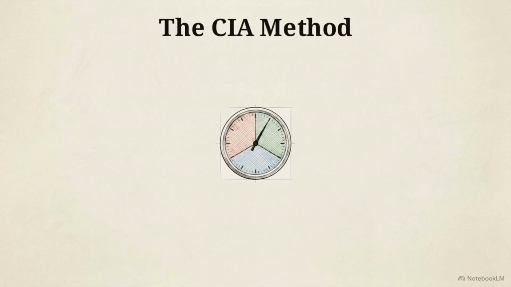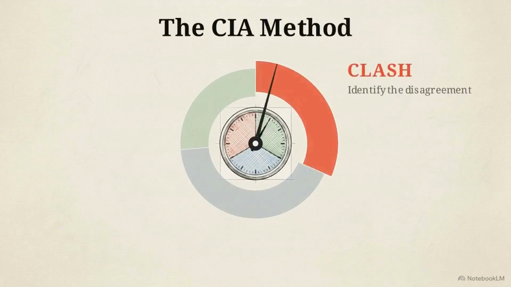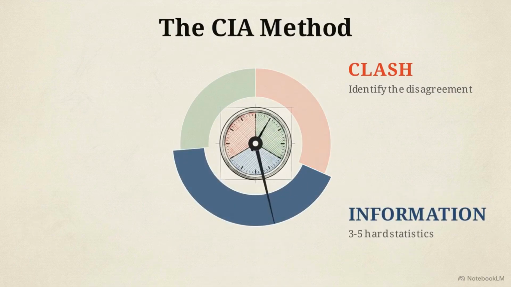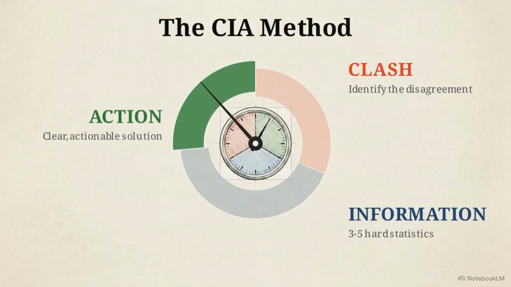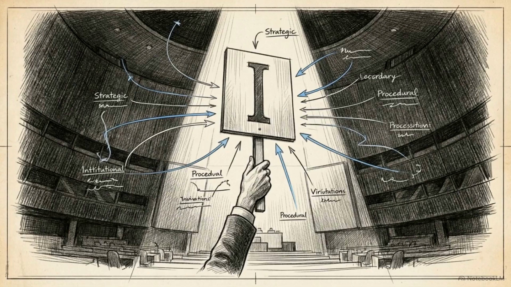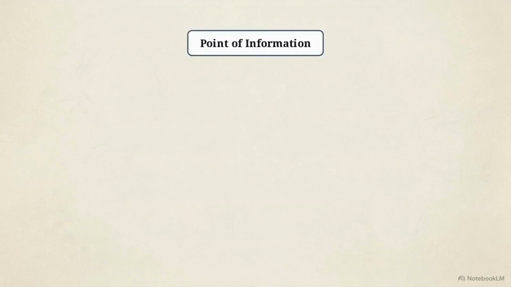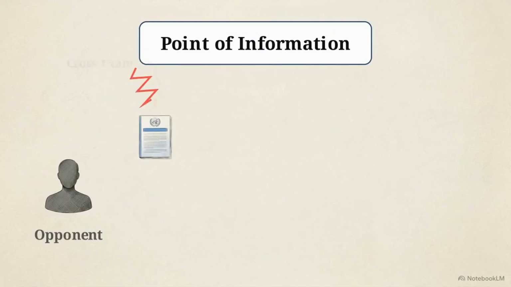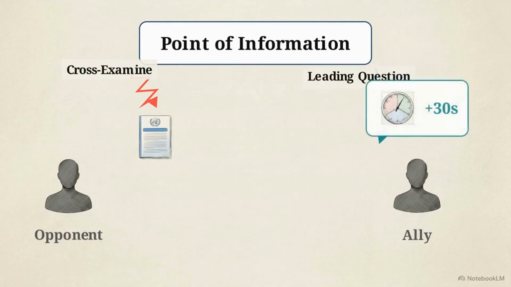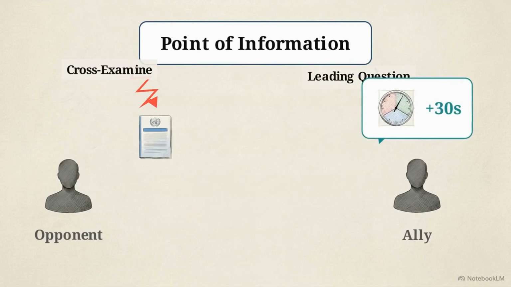To maximize impact during your 60-second speaking window, use the CIA method. Start with the clash to identify the disagreement at hand, provide information via 3 to 5 hard statistics, and conclude with a clear, actionable solution. Use points of information to keep your agenda at the center of the room. You can use them to cross-examine an opponent's research or ask an ally a leading question that grants them extra speaking time to reinforce your coalition's goals.